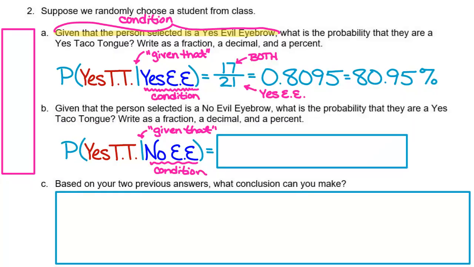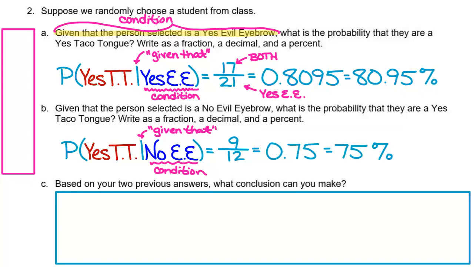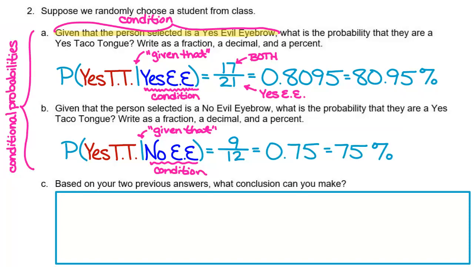So notation should look like this. You do not have to have what I wrote in pink. You do need to know how it's read, and you do need to know which part of the statement is your condition, because that affects your denominator. What would this be as a fraction? 9 over 12, which comes out to be what percent? 75%. These are both called conditional probabilities because they have a condition.